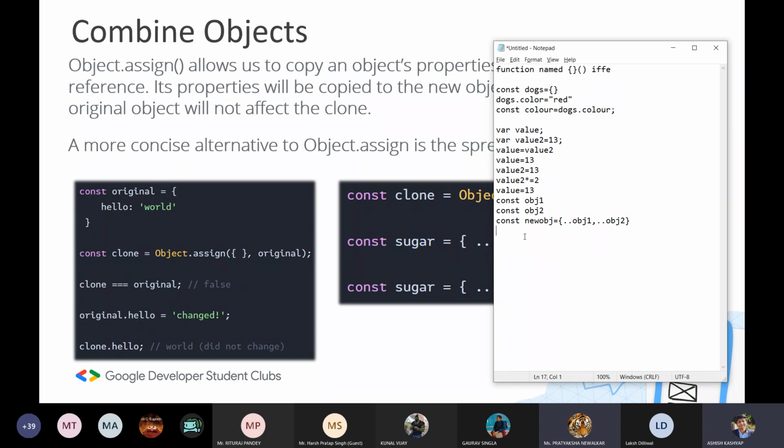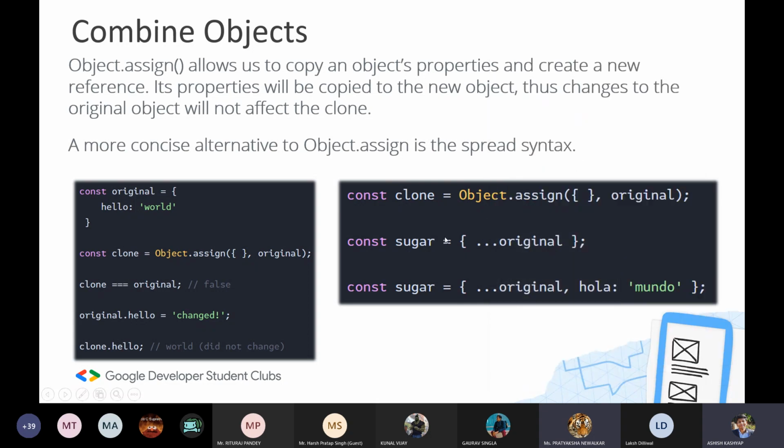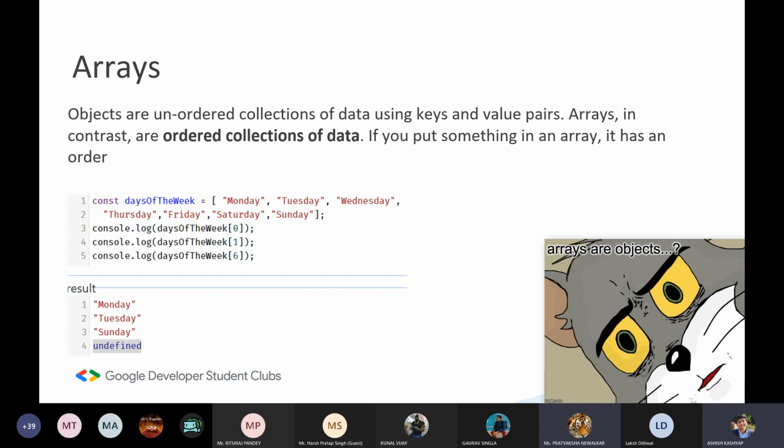Honestly speaking, I haven't used Object.assign till date in any of my projects or writing. Instead of using something like Object.assign and passing those inside the parentheses, the right method is using spread syntax, which is pretty easy, and you must use that, right? So next we move on to arrays.